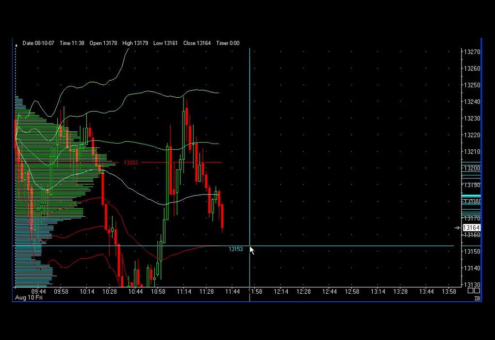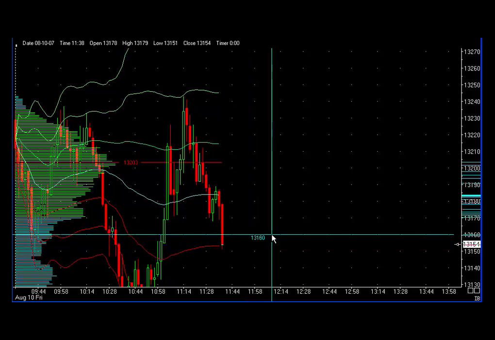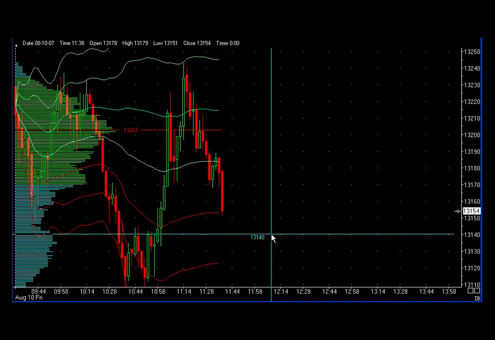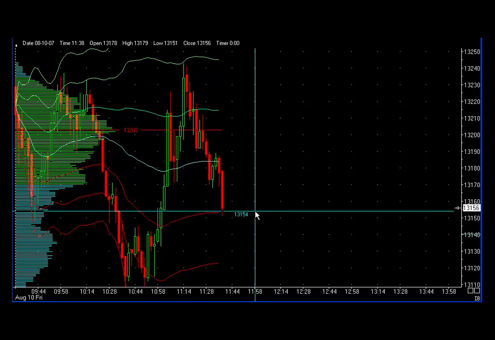Okay, market's coming down, 13,164, 163. We're looking for 13,154 on this trade. 160, 59. 157, 55, 54. There we go. We got a fill. Okay, if you were trading just one contract, that's where you take the exit. If you're trading more than one contract, you should exit your partial trade at this point.